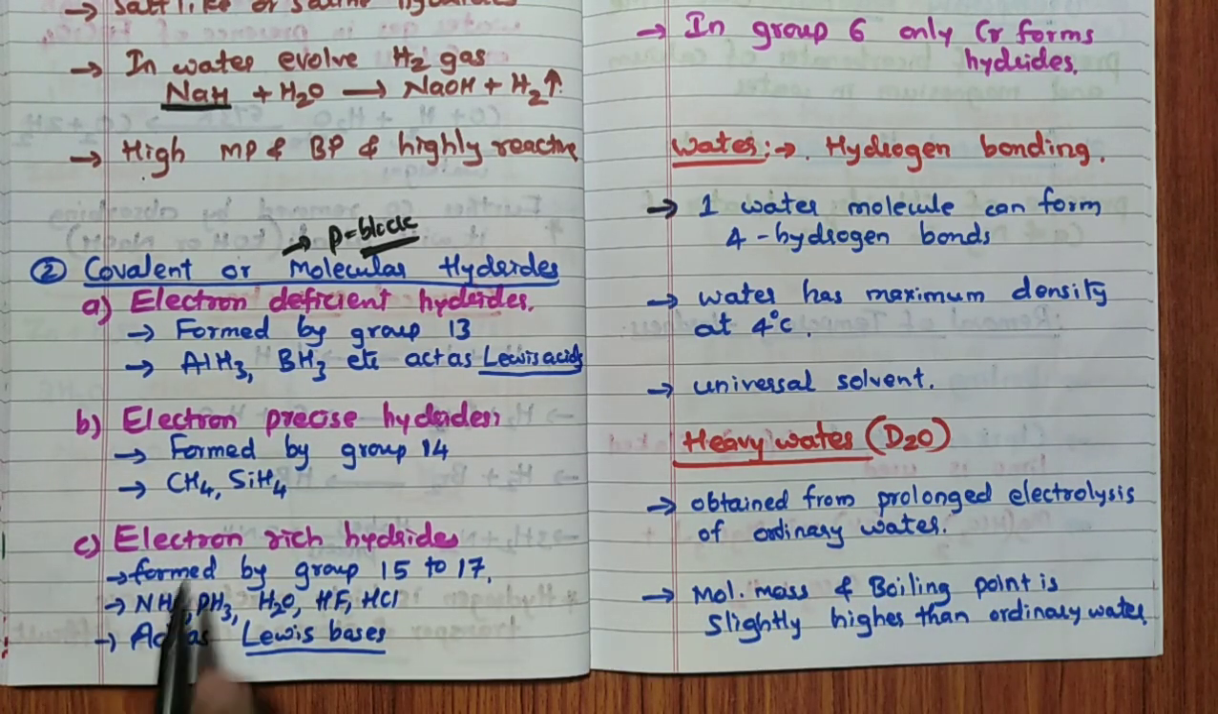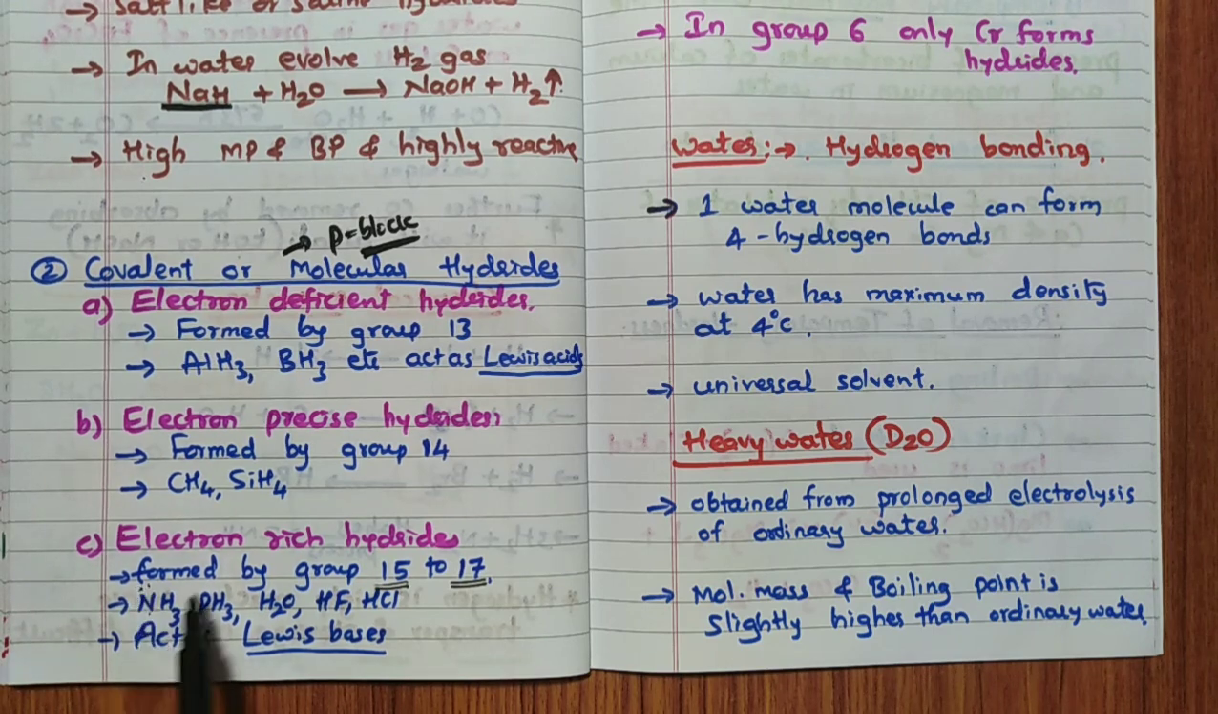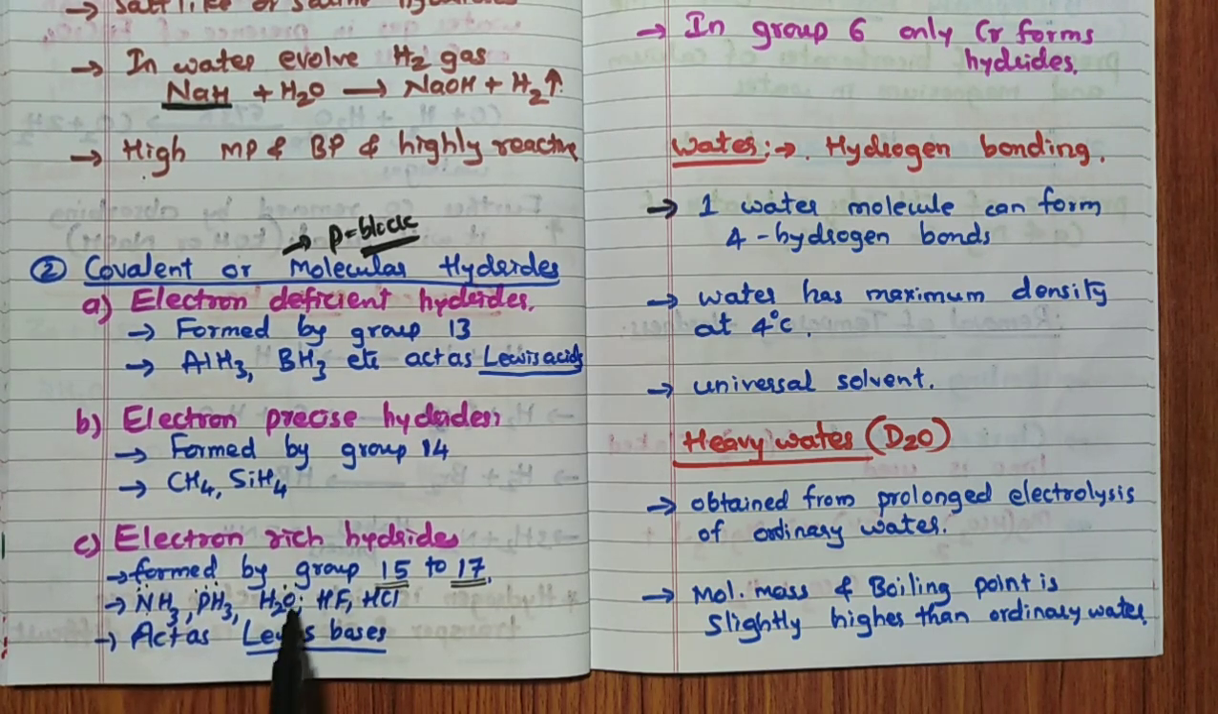Then electron rich hydrides. Electron rich hydrides are formed by group 15, 16, 17. Group 18, the noble gases, does not form them. So NH3, for example, PH3, H2O, HF, HCl, these are all examples of electron rich hydrides and act as Lewis bases, because there is a lone pair of electrons present on this nitrogen, this phosphorus, water, like that.